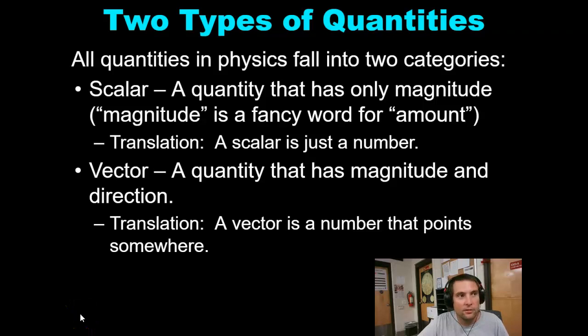So if we said our acceleration was 3 meters per second squared, that is a scalar. If we said it was 3 meters per second squared up, down, left, right, east, west, north, south, positive, negative, any of those directional indicators will turn that into a vector.